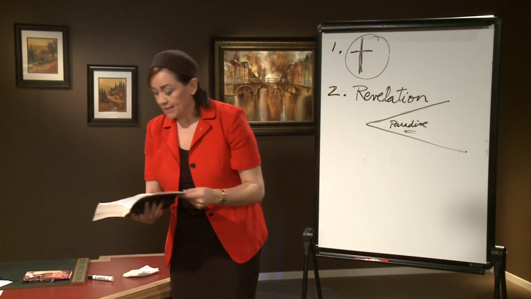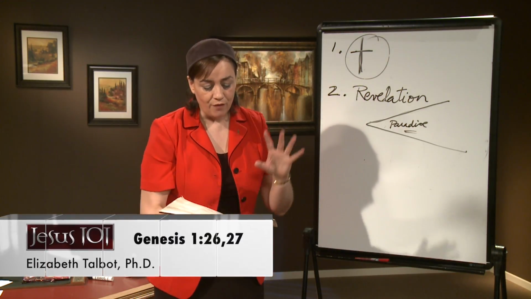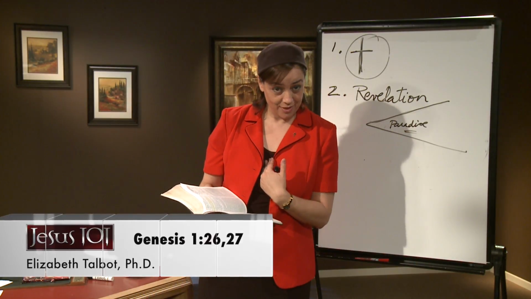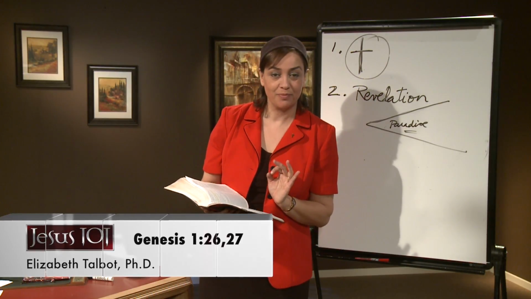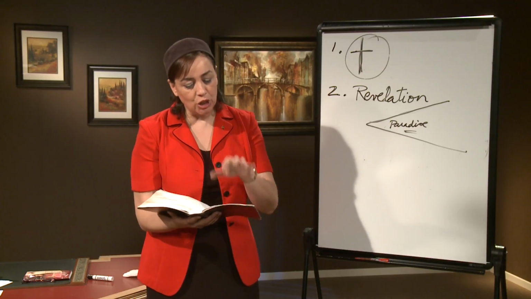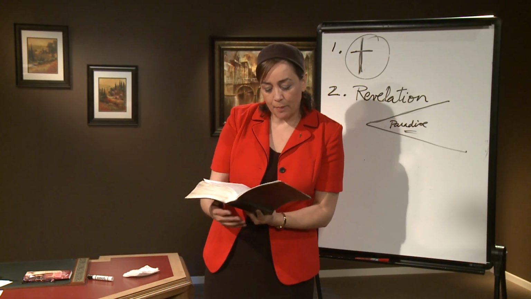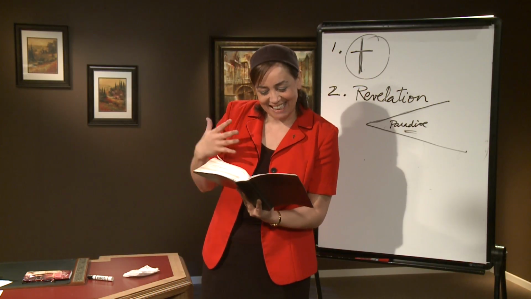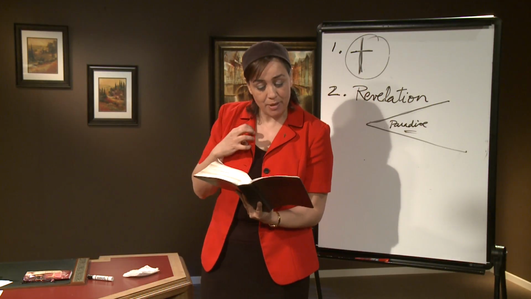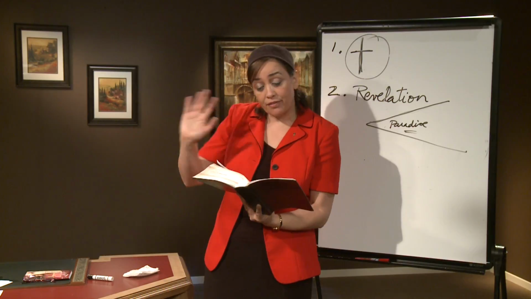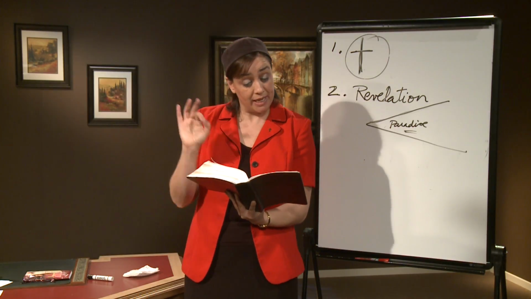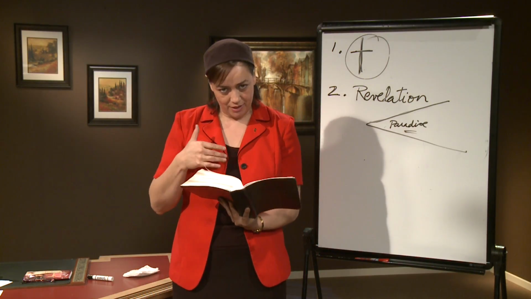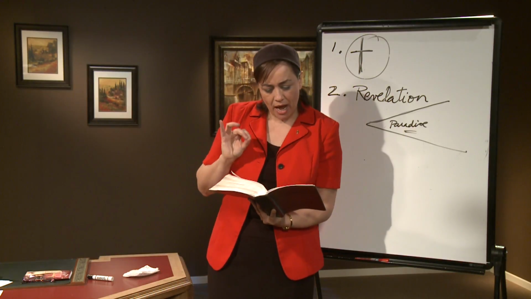Okay? Genesis chapter 1, verses 26 and 27 says that God decided to have children in his image. This is a very important topic for the rest of the Bible. Let's read it, chapter 1, verses 26 and 27. God said, let us make mankind in our image, according to our likeness, and let them rule over the fish, etc., etc. Verse 27, God created mankind in his own image. In the image of God, he created them, male and female, he created them.